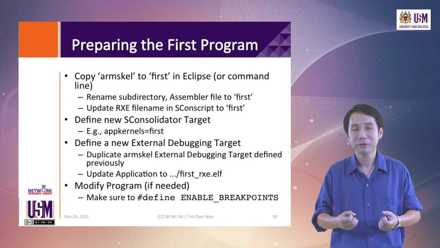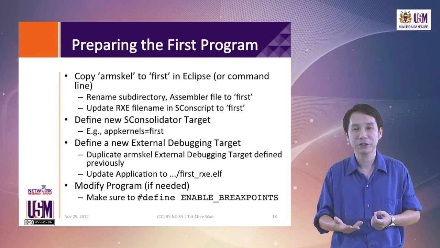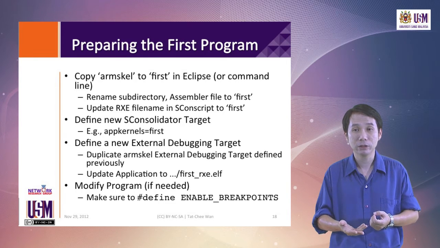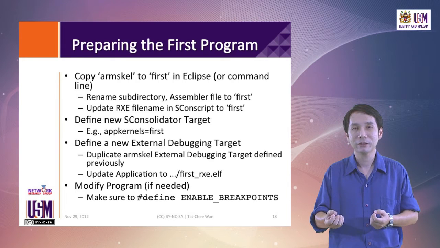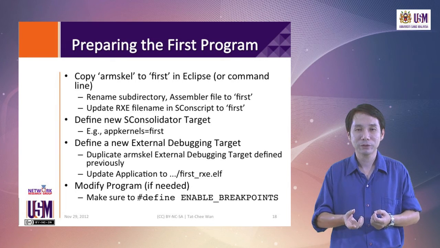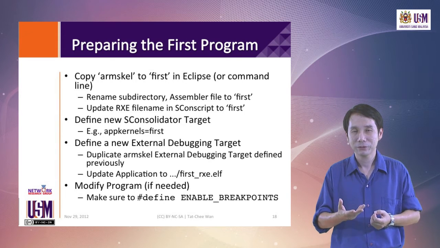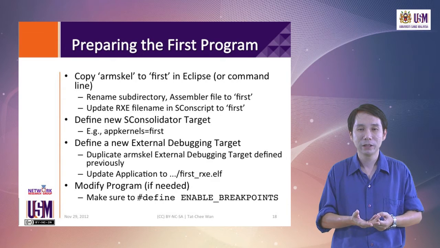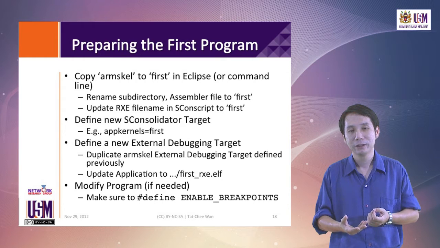So for this lab, we will prepare the first program by copying armskel to first in Eclipse, or else if you know how to use the command line in the terminal, you can also do it outside of Eclipse. We copy the armskel subdirectory to a new directory and rename it to first, which is used by the example here. Secondly, we also need to update the sconscript file to change the output RXE file name to first.